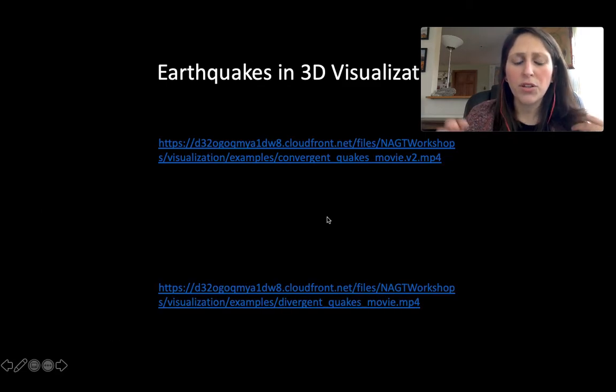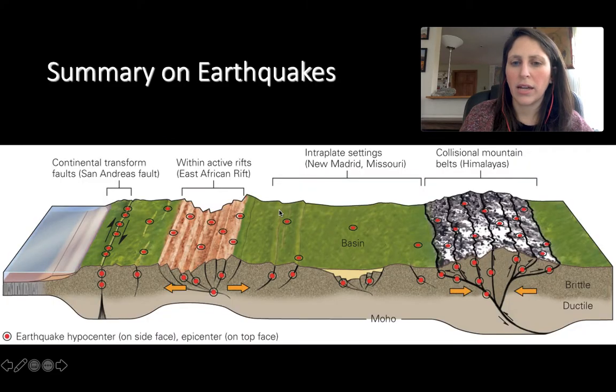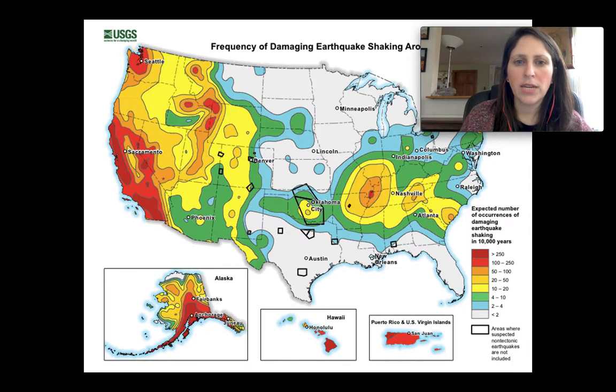Okay, I'll encourage you to go and look at these two links here. This is earthquakes in 3D visualization. You have convergent and divergent boundaries, showing you what these earthquakes look like in 3D, and they're really neat. So I encourage you, it takes just a few minutes, just a visual, to look at what these earthquakes look like on the globe. Okay, just a little bit more about last week.